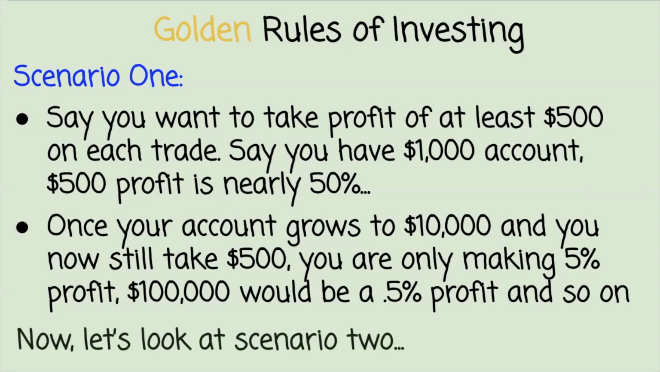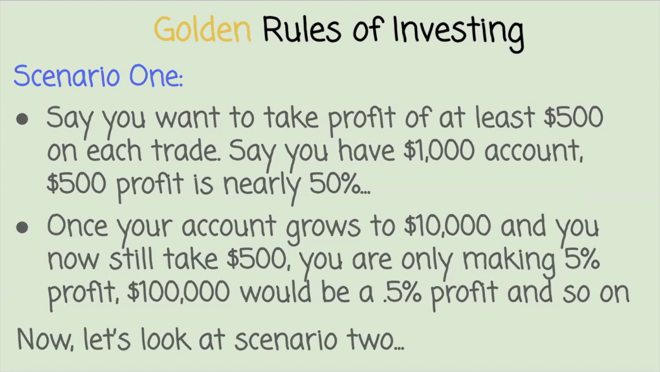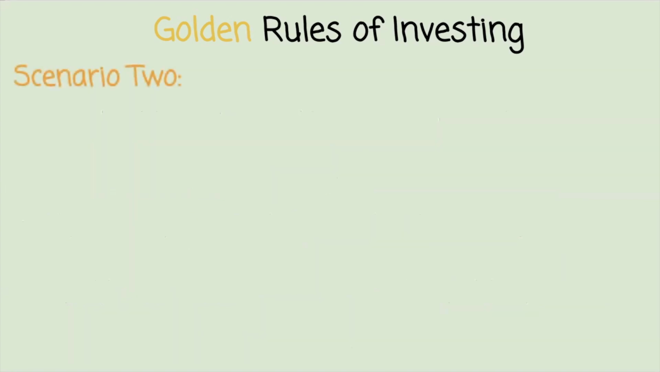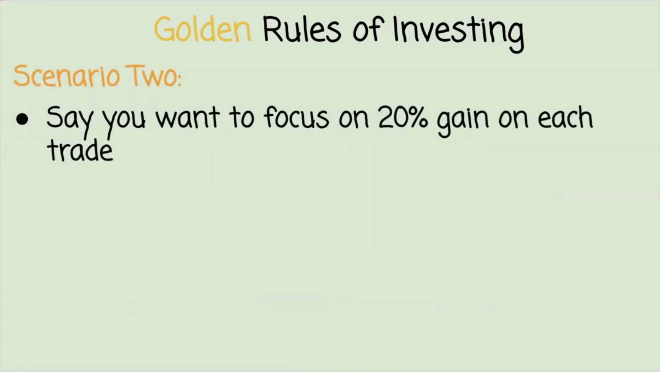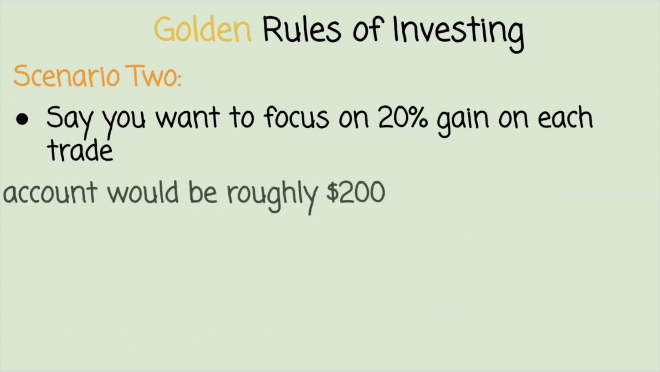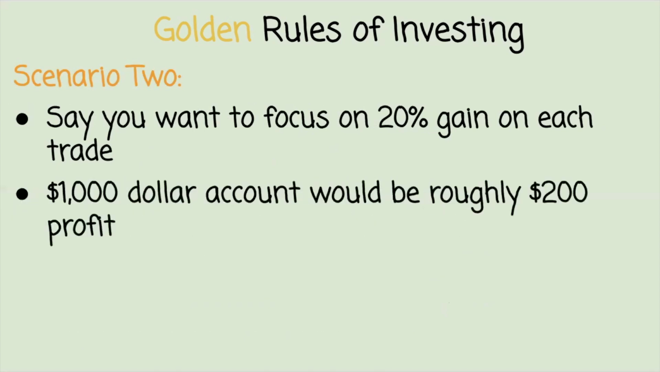So now let's look at scenario two, when we're strictly looking at percent gain. Again, we're going to focus on about 20% gain, and then you could do 10%, you could do 15%. I usually like to do about 15 to 20%. So now let's take again that same $1,000 account. You take 20% of that account, which would be roughly $200. So that's already $300 less than that first scenario. So that might not seem that great.